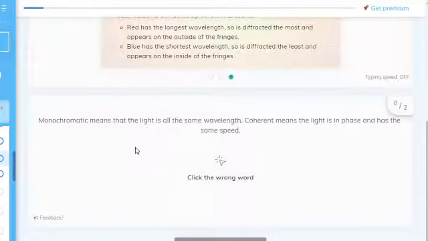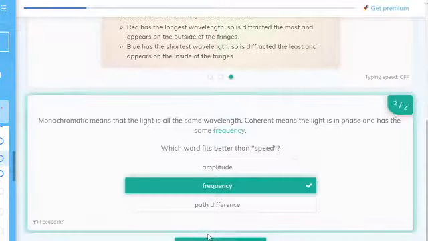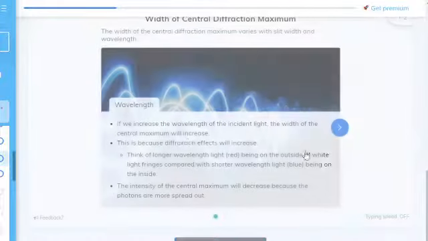Monochromatic means that the light is all the same wavelength. Coherent means the light is in phase and has the same speed. It's not speed, it's frequency. Filthy liars. So which light is the most diffracted? Red light is the most diffracted, and so appears on the outside. It's like the outermost part.